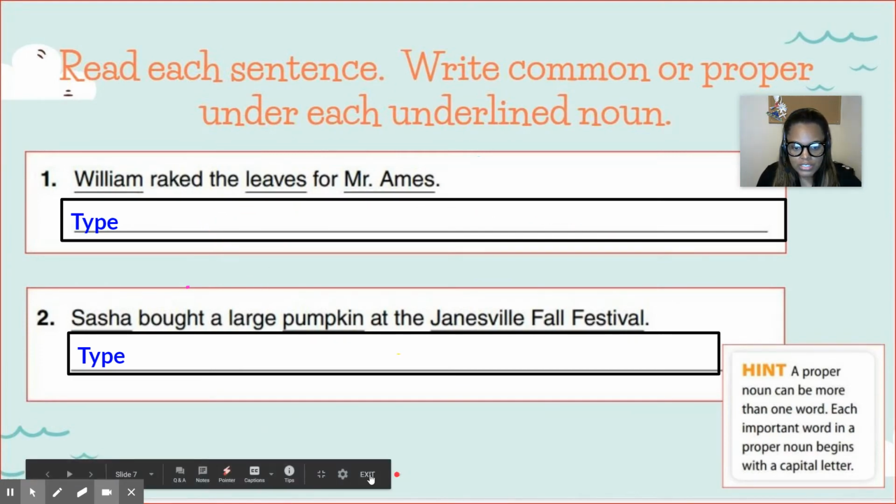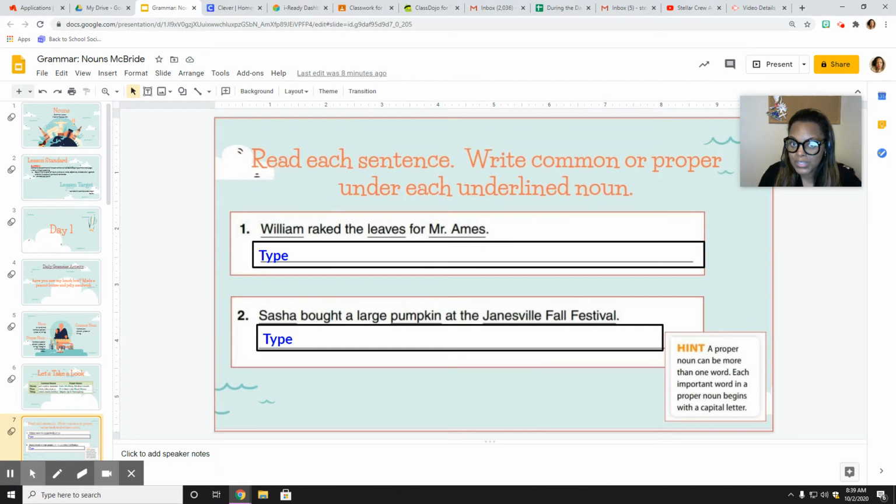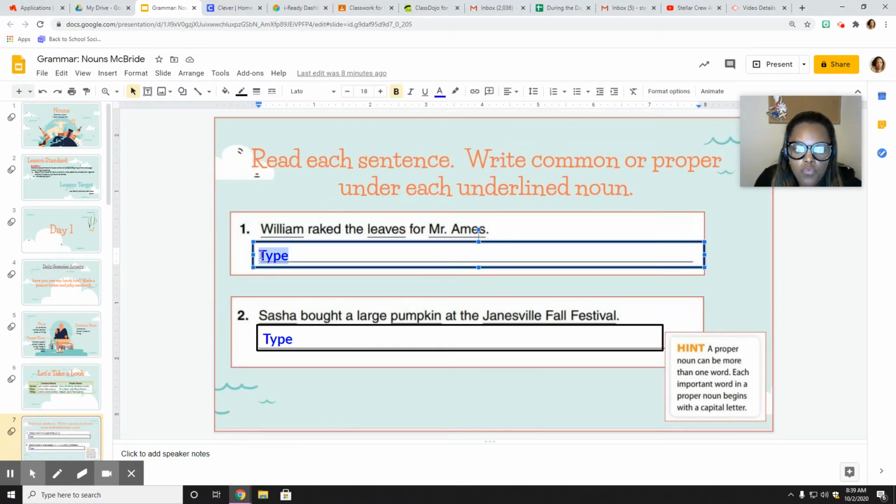So now, let's go ahead. I have to minimize just for a second so that I can type in the screen so that we can see it. So here we have William rakes leaves for Miss Ames. So we need to identify, is it common or proper? Well, let's look at it. William is a name. It's important. It's special. So that's a big fat P. Oh, no, I'm going to type it in there. I do apologize, guys. Technology is not my friend right now. It's proper, so I'm going to put a P.